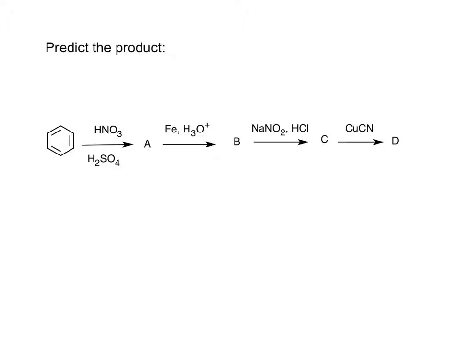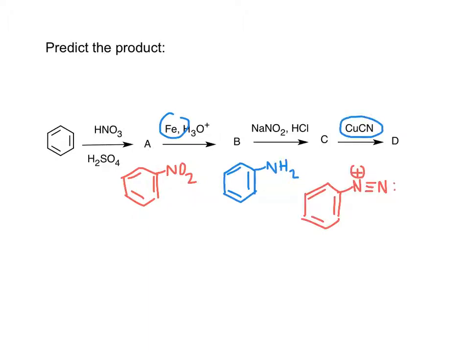So let's practice our organic chemistry skills. Stop the video, draw the structure of the product of each reaction. So in the first step, benzene undergoes nitration. In the second step, iron is a reducing agent, so the nitro group is reduced to an amine group. In this third step, NaNO2 is an oxidizing agent, so that's going to form the aryl diazonium ion. And in the last step, the aryl diazonium ion reacts with copper cyanide to form benzonitrile.